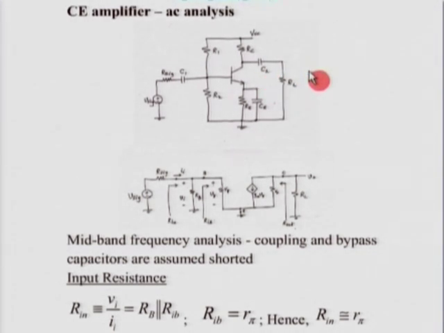Now, if you remember when we talked about biasing, we said we would choose the biasing point based on R1, R2, Rc and Re, which means that if I do not have this capacitor, the moment I connect RL, once again this value of RL will disrupt my biasing. So, for the same reason I need to have this coupling capacitor C2 here.